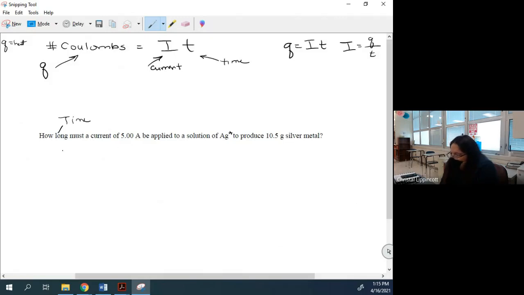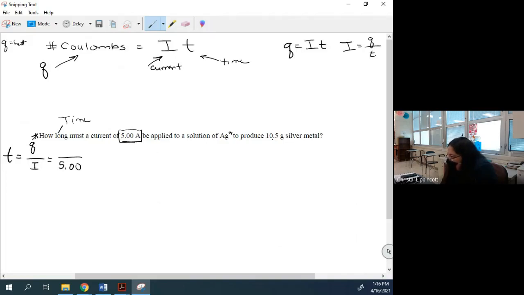So we're going to be solving for this t value. I want t by itself, so t equals q over I. So q over I is what I've got to figure out. We've already got the 5.0, they gave us that here. So we've got that taken care of, but we're missing this one, and this is what we've got to figure out.